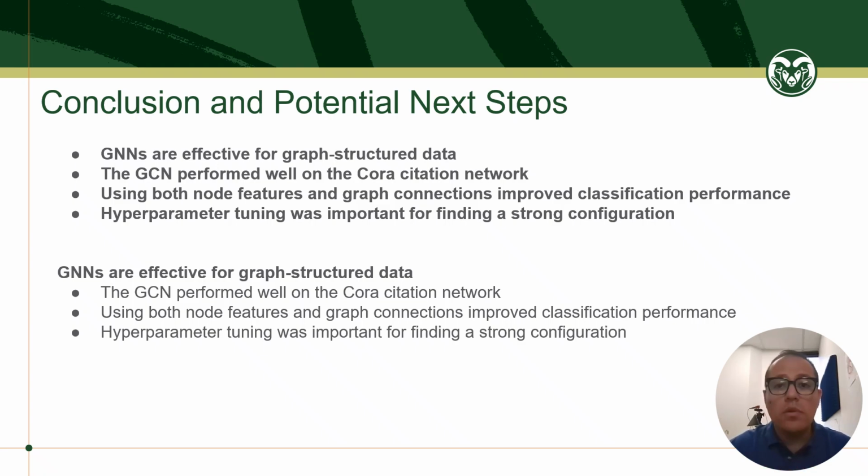As the next step, I would like to explore other GNN architectures, test additional datasets, and study how different graph neural network designs affect performance across application areas. This is my conclusion and potential next steps. GNNs are effective for graph structured data. The GCN performed well on the Cora citation network. Using both node features and graph connections improved classification performance. Hyperparameter tuning was important for finding a strong configuration.